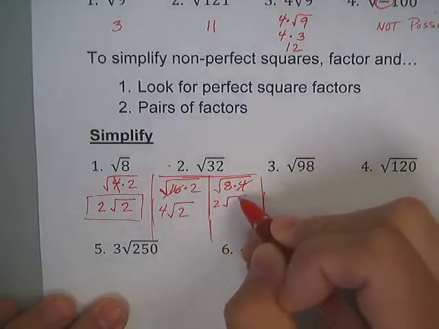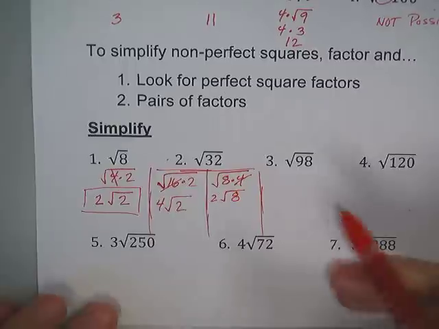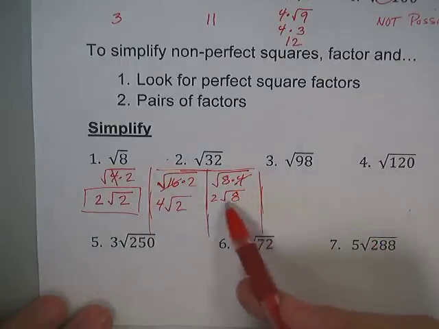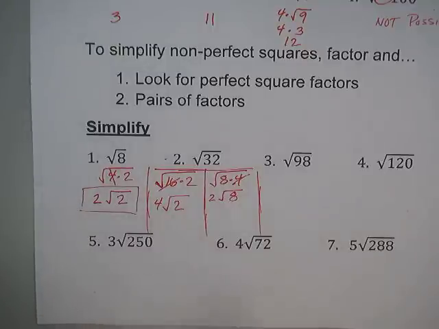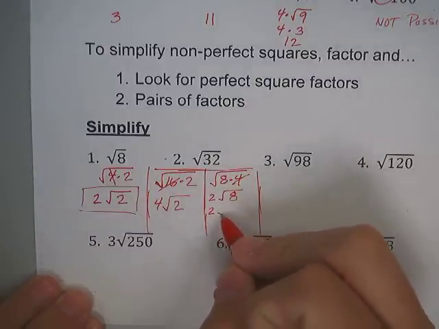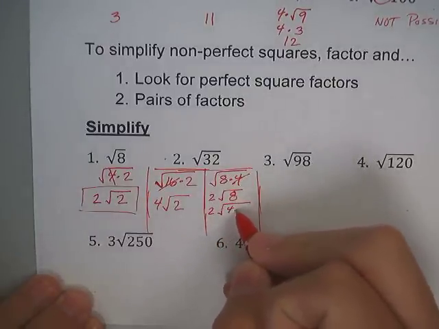Okay, well, I got 8 and 4, no problem. I still notice that 4 is a perfect square, so I can take the square root of that. So I get 2 root 8. And the problem now is that you're not done. I can simply take a look at root 8 here, and I know I can break that down even more.